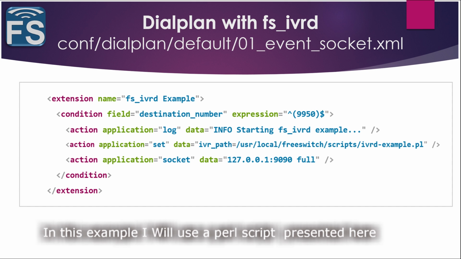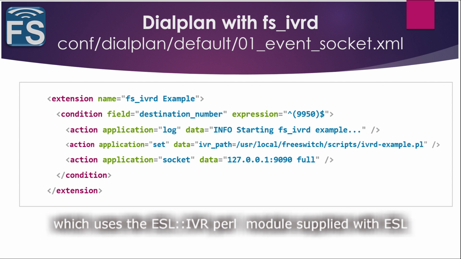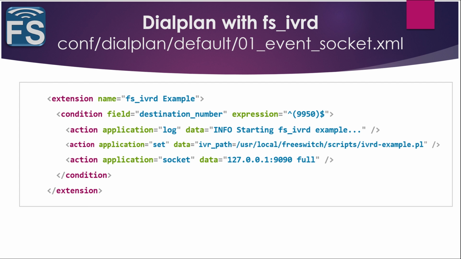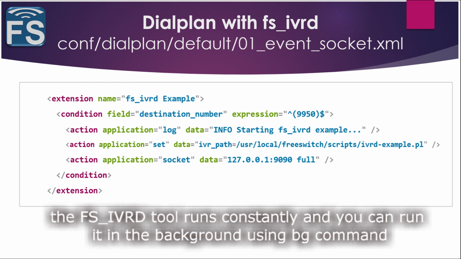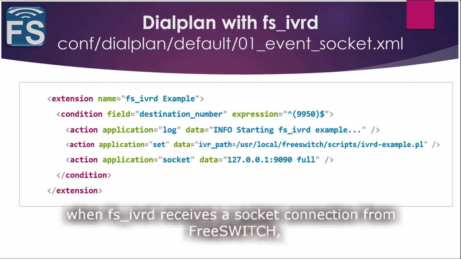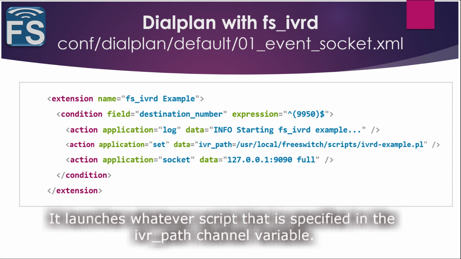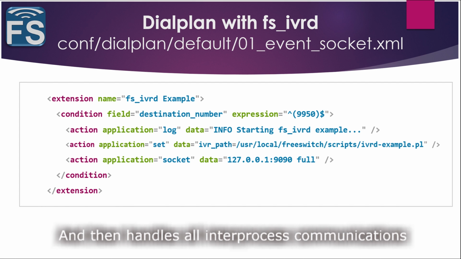In this example, I'm going to use a Perl script presented here, which uses the ESL IVR Perl module supplied with ESL. The FS IVRD tool or daemon runs constantly. In fact, you can run it in the background using the BG command. That is, when it receives a socket connection from FreeSWITCH, it launches whatever script that is specified in the IVR path channel variable and handles all inter-process communication.